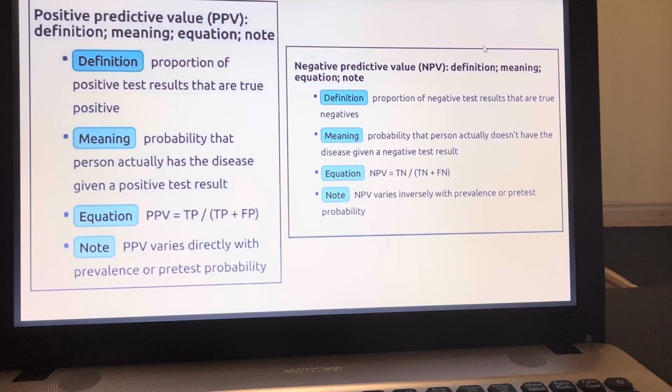This is the formula we already did, and just like that we have negative predictive value. Remember, positive predictive value increases with prevalence. This is the very thing important to see. It is directly proportional to prevalence, whereas negative predictive value decreases with the prevalence.